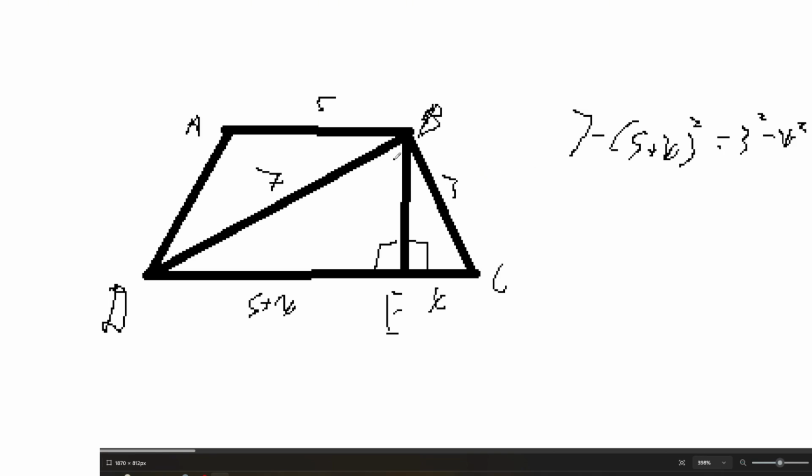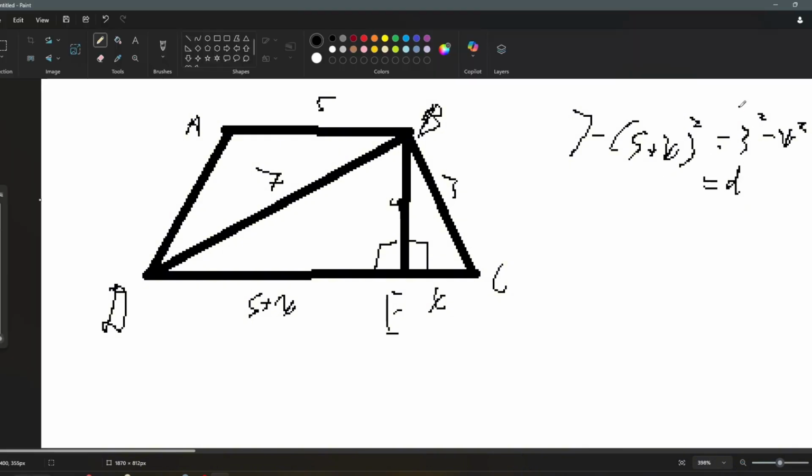Oh, they are setting up the Pythagorean theorem, but they have it so that this is equal to the diagonal, and then this is equal to the diagonal. So then they just set it equal to each other. That's so smart. I've never seen that before. And then they solve that, and they get x is equal to 8.